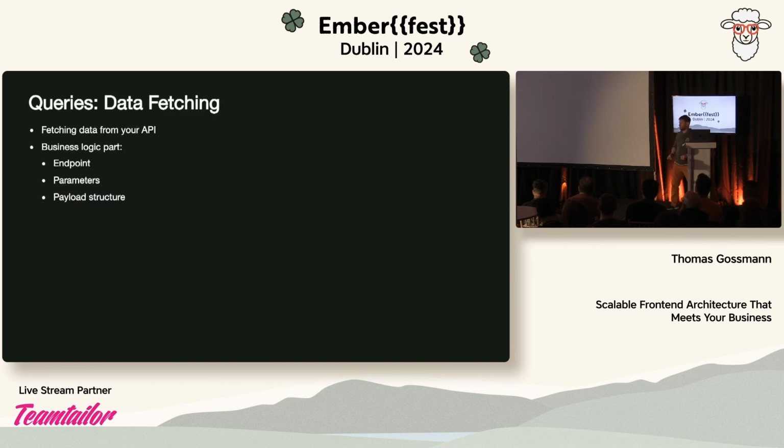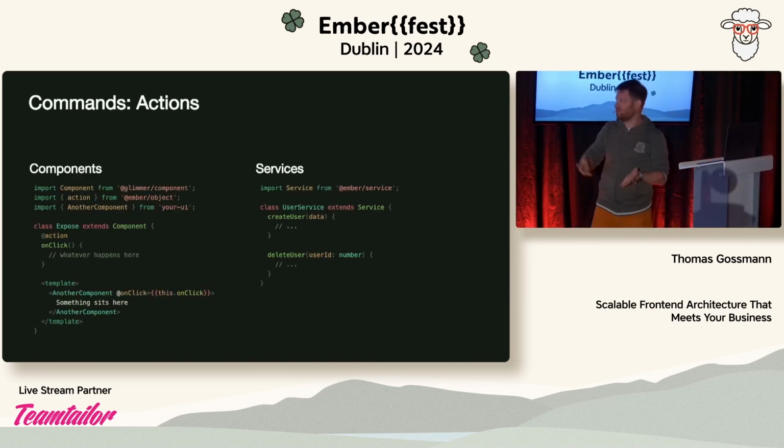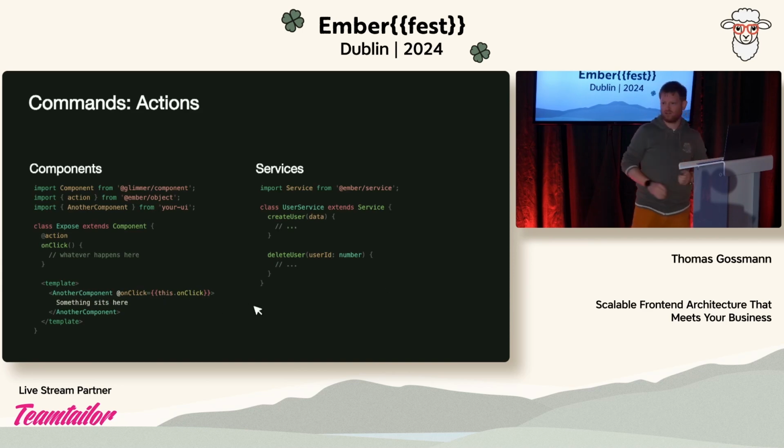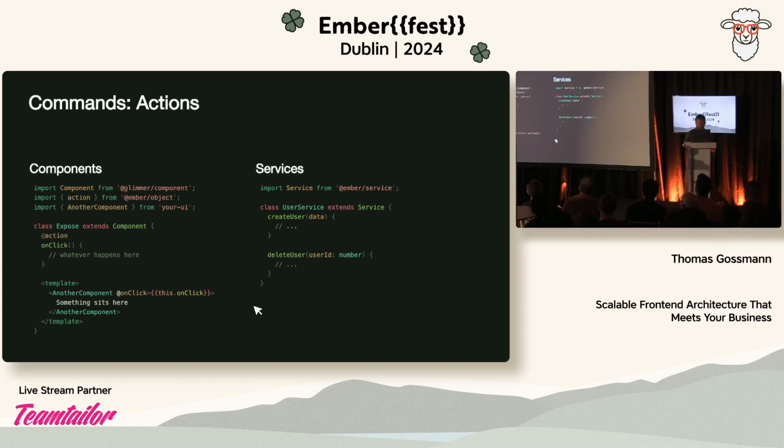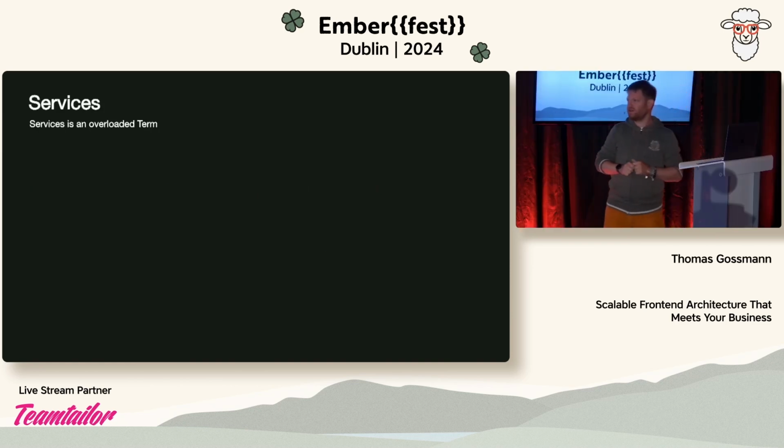For queries we also have data fetching, communication to the APIs, and the important part is the endpoint itself, the parameters, and the payload structure. For commands, on the front end, we usually refer to them as actions. We see them, for example, here: onClick does onClick. I think we see this in a lot of code bases, but it doesn't convey a good meaning of what this code is doing, so it's a bit of guessing. Then we also see this a lot in services, like the classical CRUD methods that we see there.